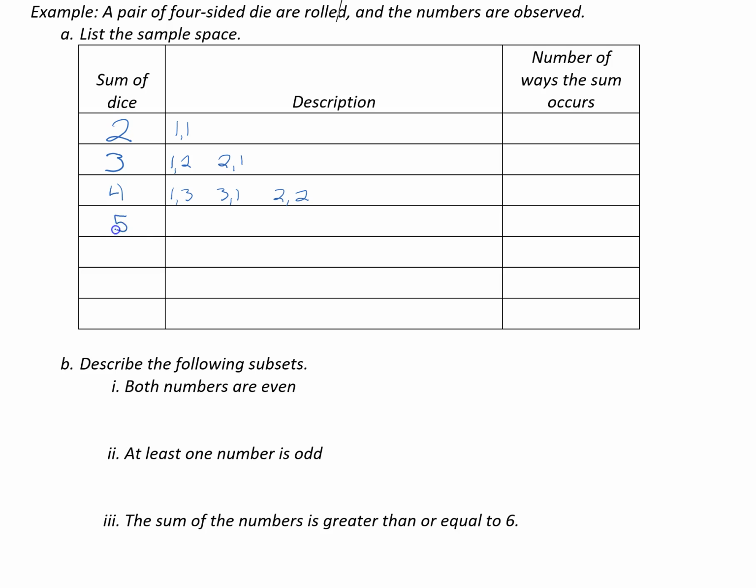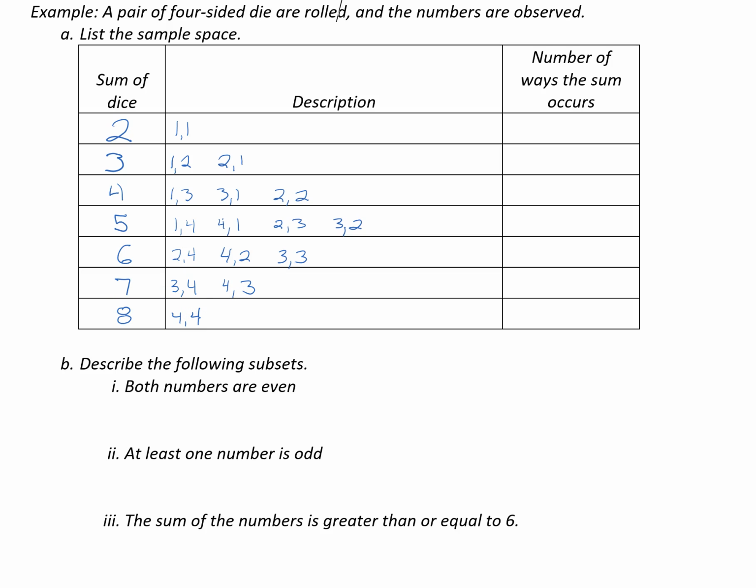We could have a sum of 5, and the sum of 5 could be generated with a 1 and a 4, a 4 and a 1, or a 2 and a 3, and a 3 and a 2. We could have a sum of 6, and that is generated with a 2 and a 4. Remember, we only have a dice that has 4 sides, a 4 and a 2, or a 3 and a 3. We could have a sum of 7 generated with a 3 and a 4, or a 4 and a 3, and a sum of 8 generated with a 4 and a 4.